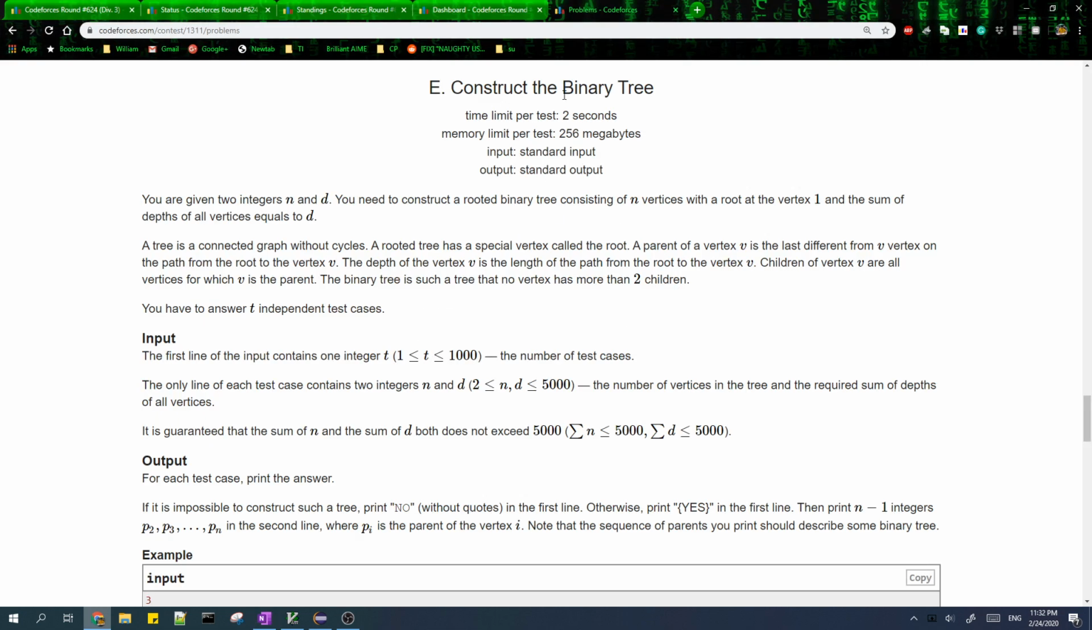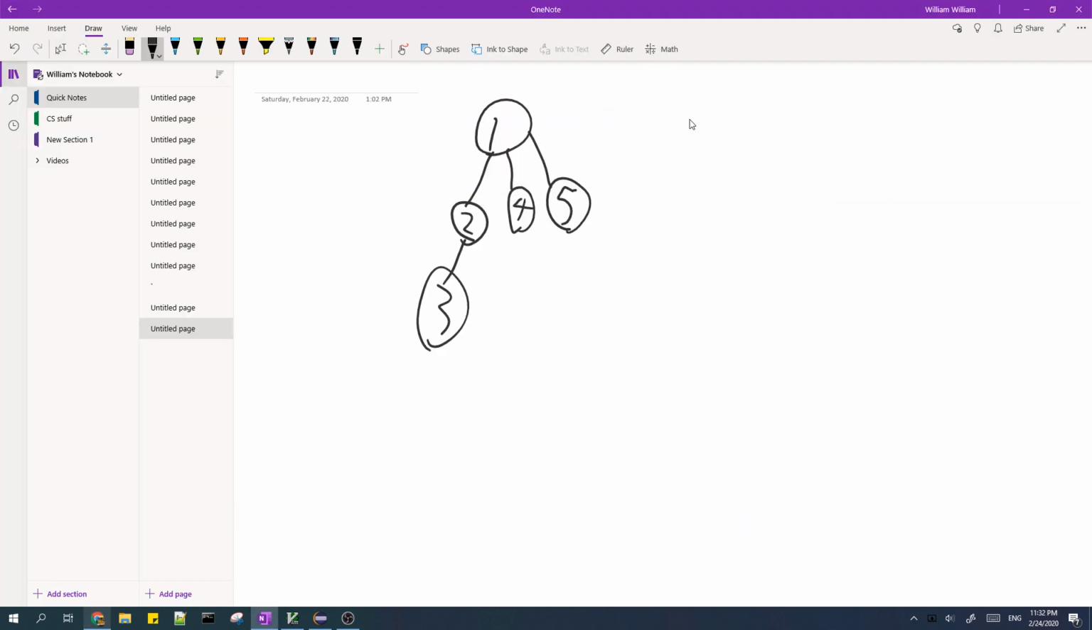we're given the problem that it has to be a binary tree. So each node has at most 2 children, so we can move it at most up here. And then for 3 we realize that we can't move it up anymore for the same reason. So this actually gives the minimum sum of depths for 5 nodes. So we can find that this is 1 plus 1 plus 2 plus 2. So this is 6.